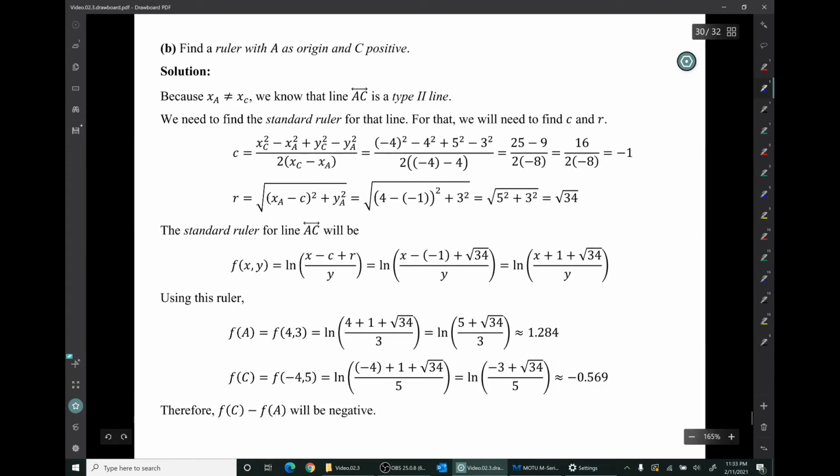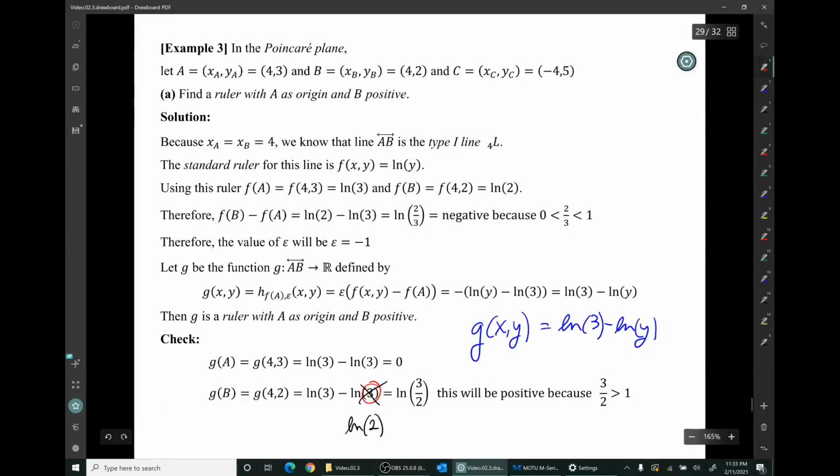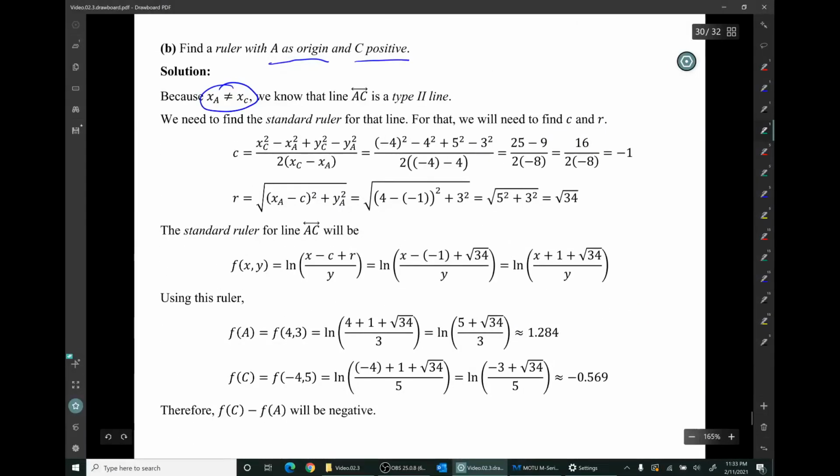Example B. Find a ruler with A as origin and C positive. Well, we start by figuring out what kind of line AC is. Because the x-coordinates of A and C are not the same, remember the x-coordinate of A is the number 4, and the x-coordinate of C is the number -4. Since those are not the same x value, we know that that line AC is a type 2 line. Well, we need to have a starting ruler for the line, and the only place we can come up with a ruler is that table of standard rulers.